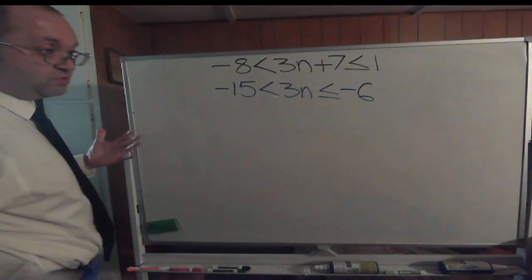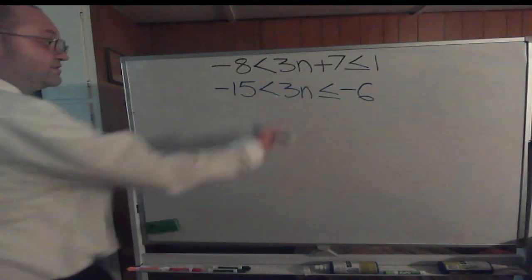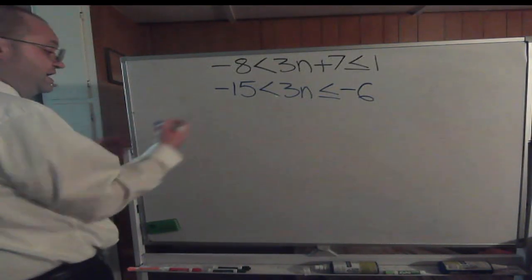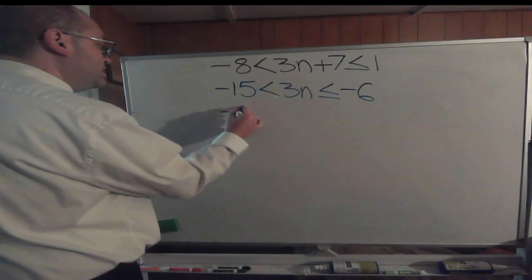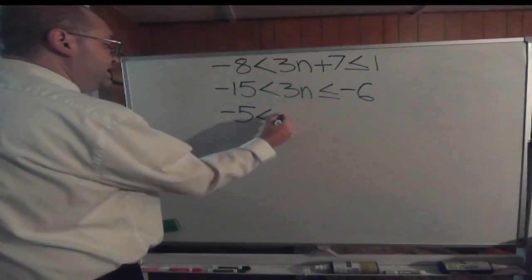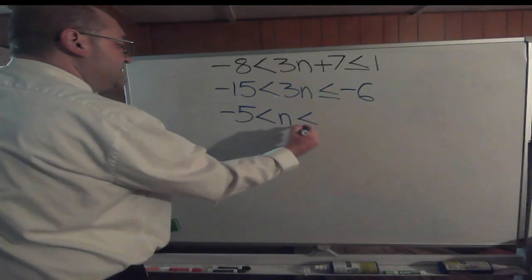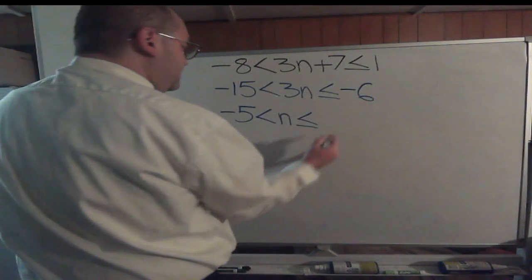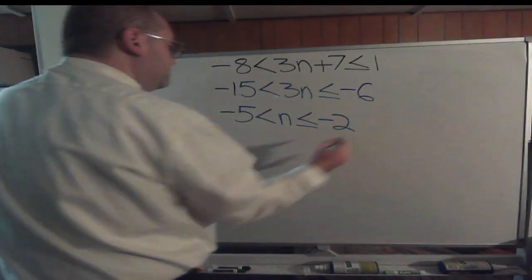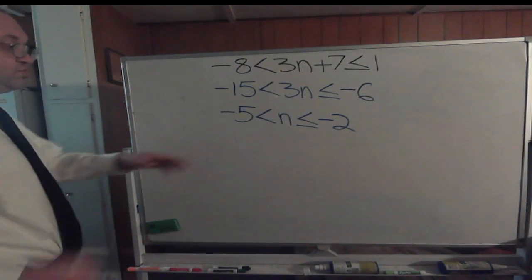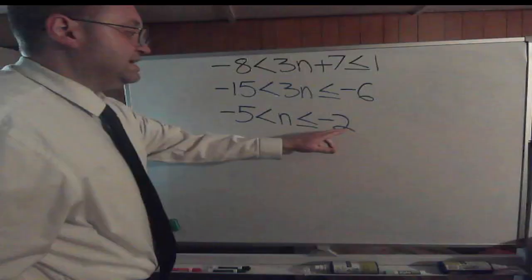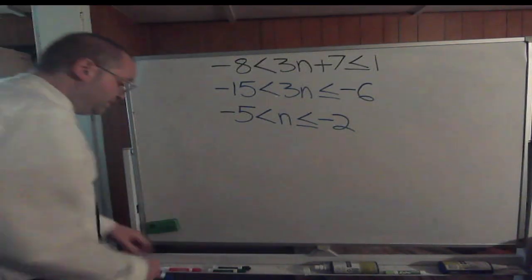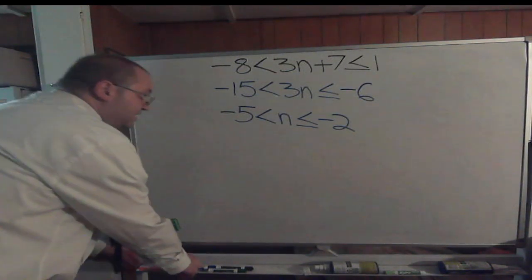And of course, I just want to solve for n, so I got to divide everything by 3. I divide negative 15 by 3, I'll get negative 5, which will be less than n, which will be less than or equal to negative 6 divided by 3, that'd be negative 2. So the solution ends up being negative 5 is less than n, which is less than or equal to negative 2. And now for the final step, we graph.